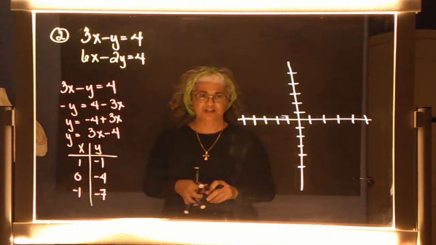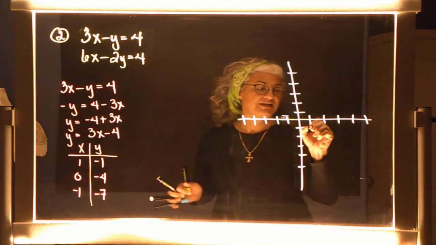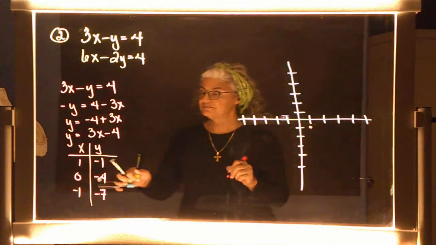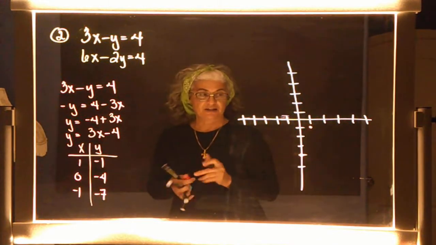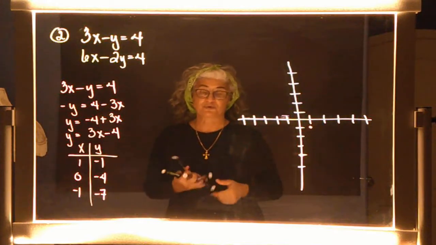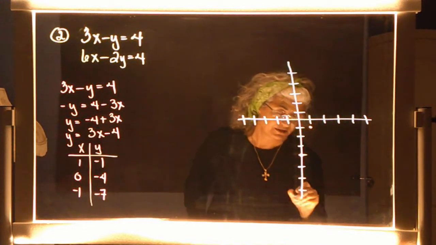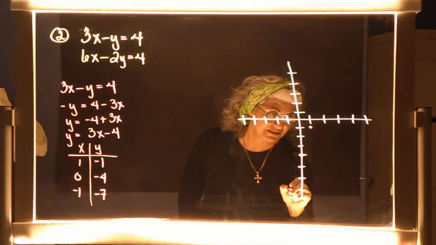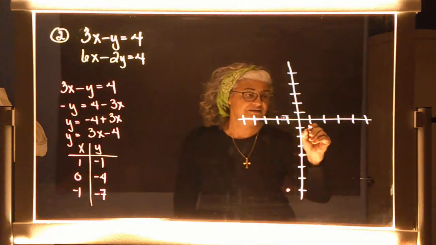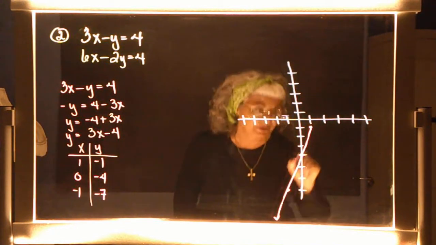-7. Agreed? Okay, so we have (1, -1). We have (0, -4). And I think I'm going to have to go down on the y-axis a little bit. Okay, and then we have (-1, -7). All right, so when I connect these 3 points, hey, my line's not too bad.